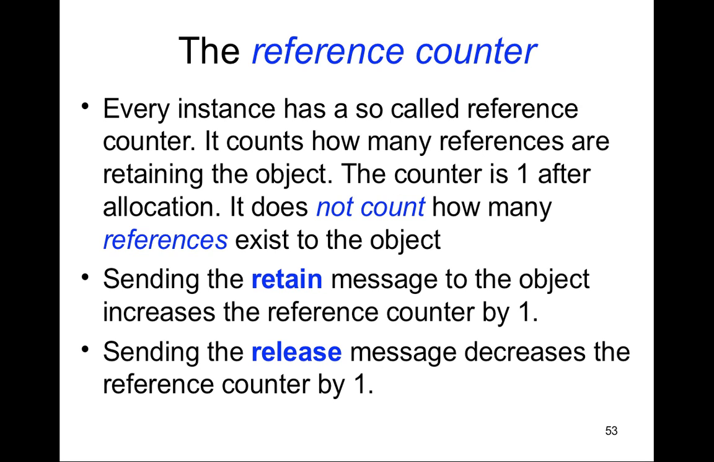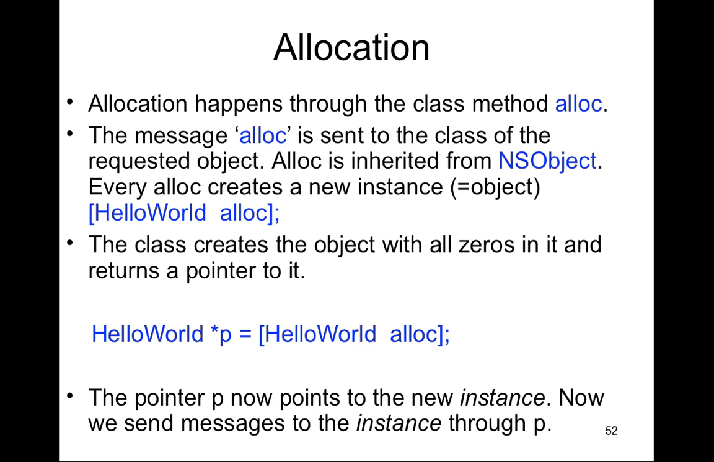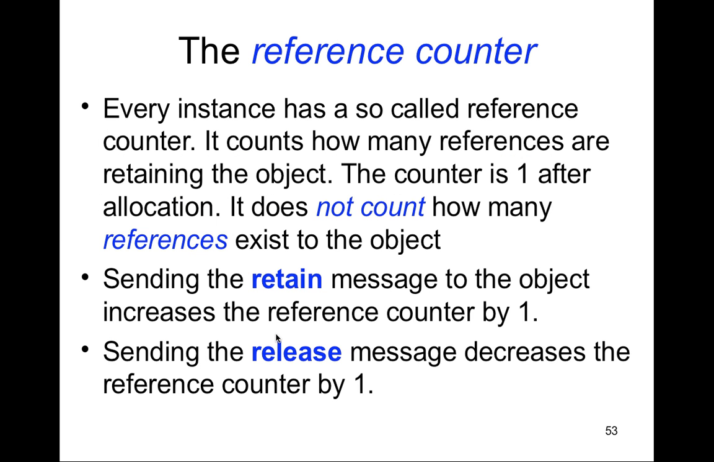So every instance has a so-called reference counter associated with it. It counts how many references are retained by the object. The counter is 1 after the allocation. This is a reference to the object, so it's going to be 1. P's around. That's just 1 because P created the object. So that's where we get our first count from.